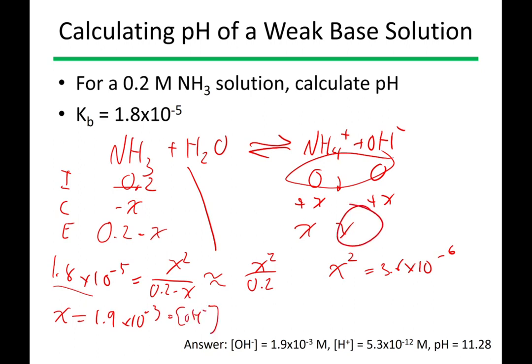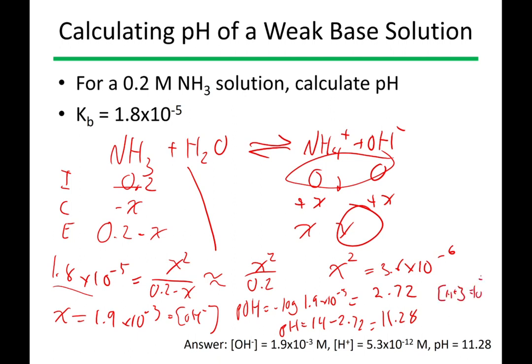So now we have just a few steps to get to the pH. So first we can find the pOH is equal to the negative log of this OH minus, and that's going to be equal to 2.72. The pH is equal to 14 minus that number, and so that would be equal to 11.28. And if we wanted to find the concentration of H plus, that would just equal 10 to the negative 11.28, which is equal to 5.3 times 10 to the negative 12th.